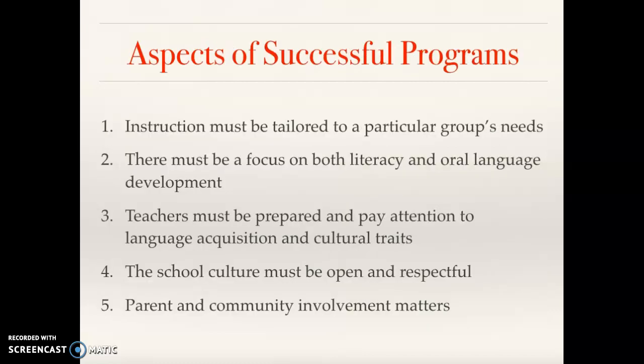So just to finish up with some aspects of successful programs, whichever program is used, the ones that are shown to be successful by the Peregoy and Boyle book: 1, instruction must be tailored to a particular group's needs. 2, there must be a focus on both literacy and oral language development. 3, teachers must be prepared and pay attention to language acquisition and cultural traits. 4, the school culture must be open and respectful of the diverse nature of the students. And 5, parent and community involvement matters in language development.